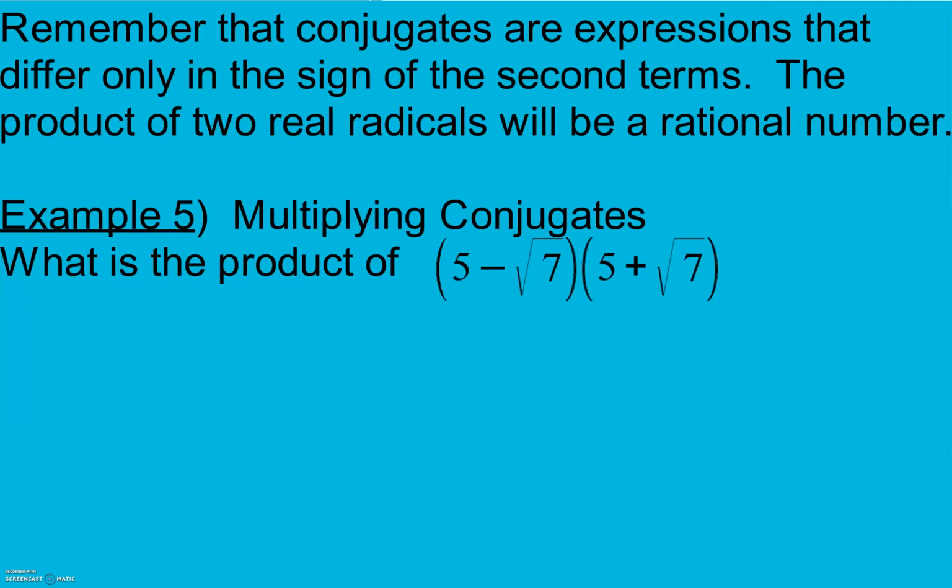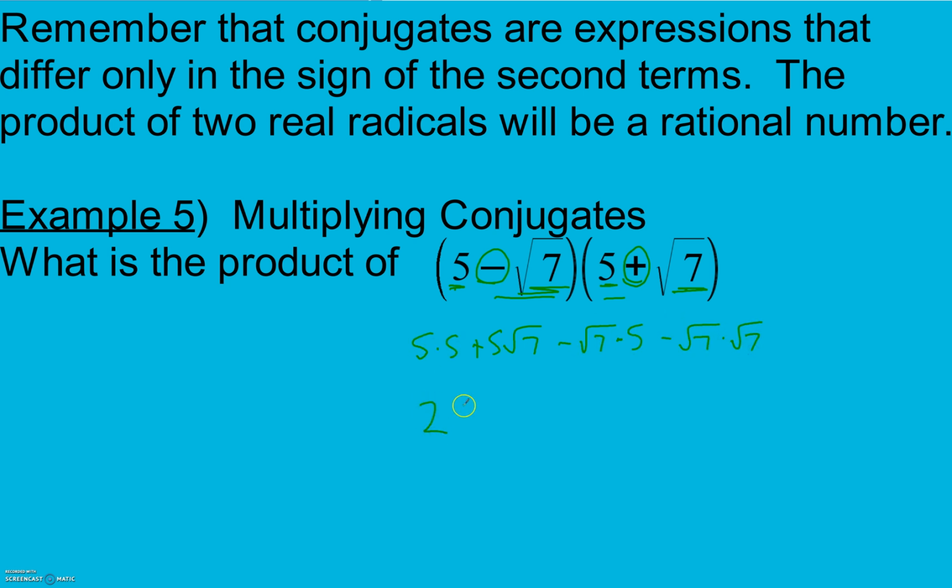Remember that conjugates are expressions that differ only in the sign of the second terms. The product of two real radicals will be a rational number. So, same firsts, same lasts, just opposites, because we have opposite signs in the middle. So here, multiplying these, I'm going to take my firsts, outsides, insides, and lasts.